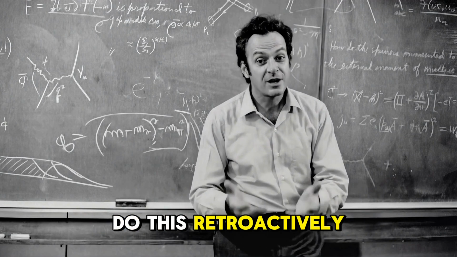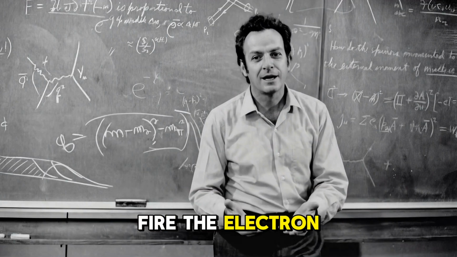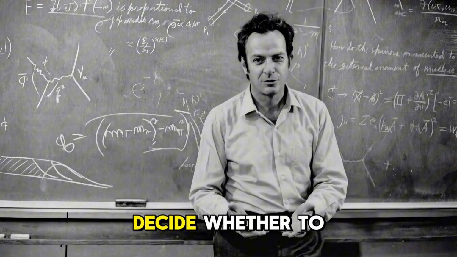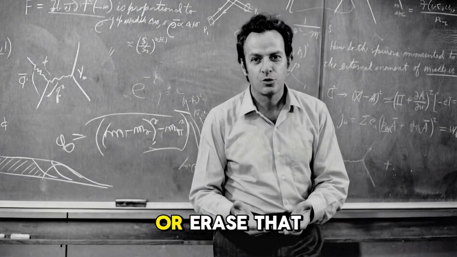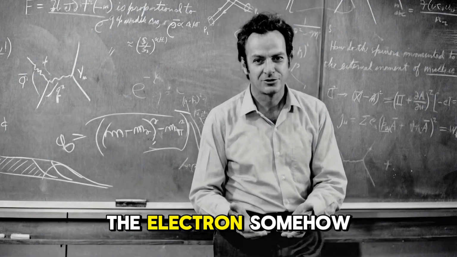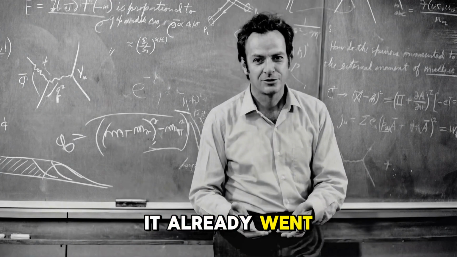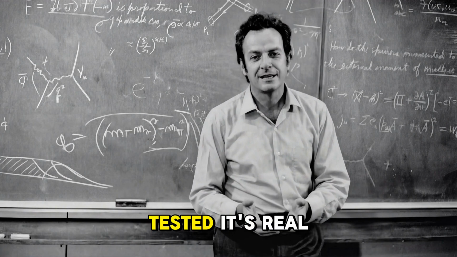You can even do this retroactively. Fire the electron, let it pass through the slits. Just before it hits the screen, decide whether to measure which path it took or erase that information. The electron somehow adjusts its behavior based on a decision made after it already went through the slits. This has been tested. It's real.